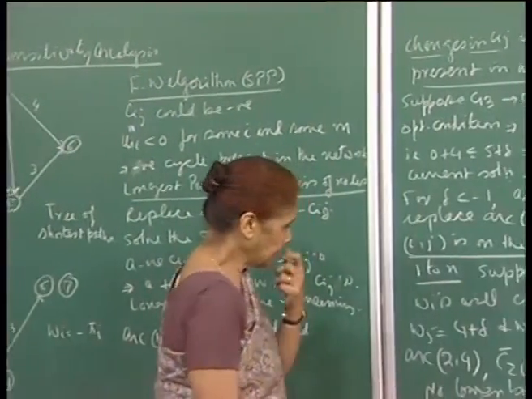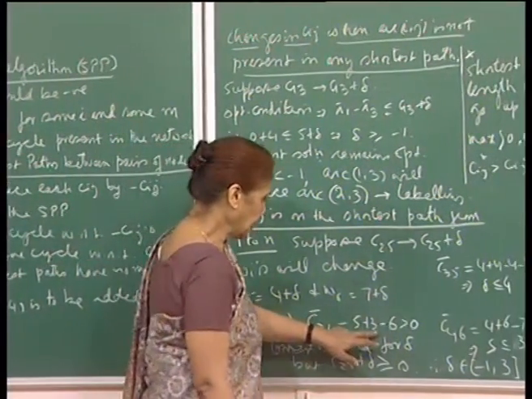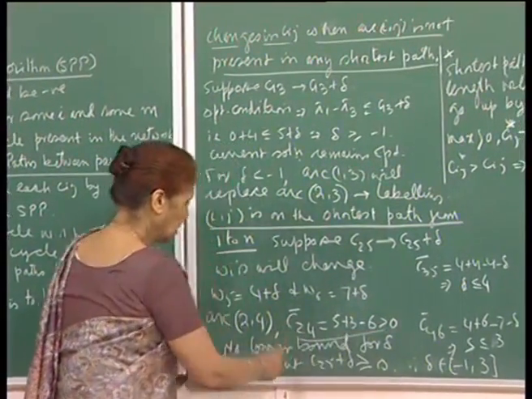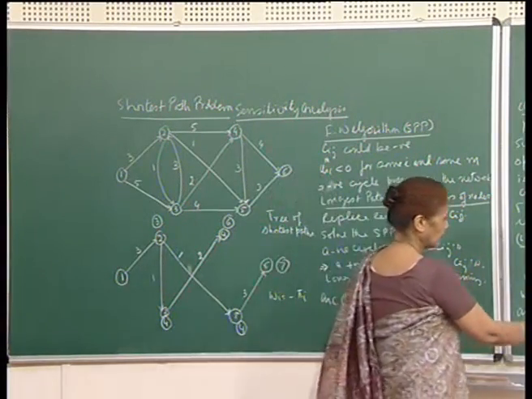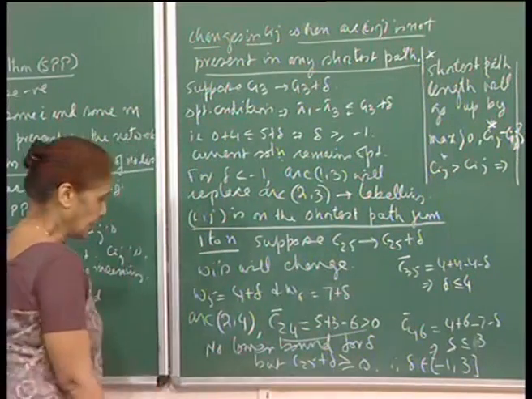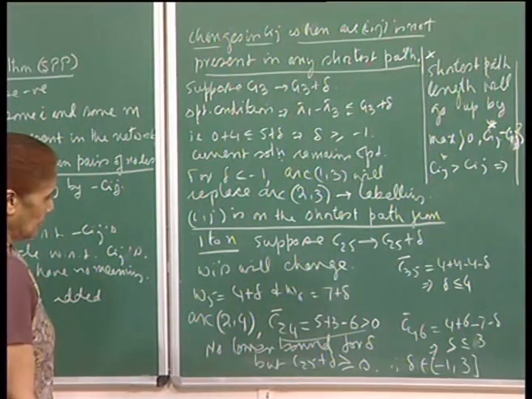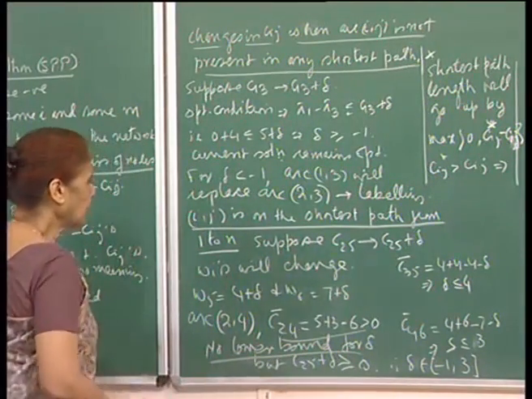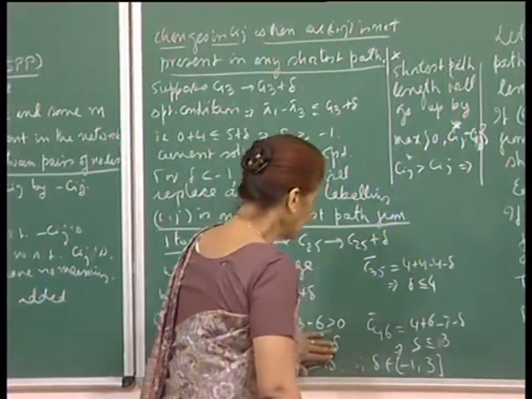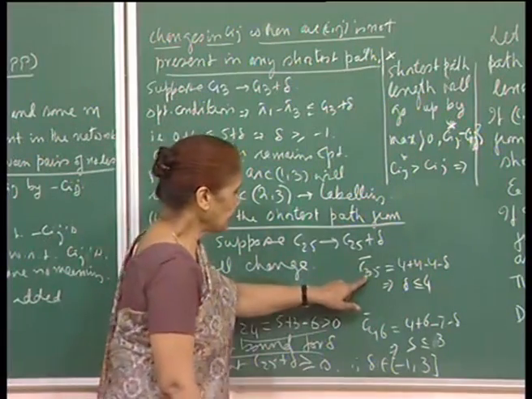And so, I have computed it, for example, for arc 2 4, C bar 2 4 will be 5 plus 3 minus... okay, this does not change because your 2 and 4 have not changed. So, that remains optimal. So, anyway, this is 8 minus 6 which is 2 which is greater than 0. So, no lower bound for delta. So, this is C bar 2 4 anyway remains non-negative.